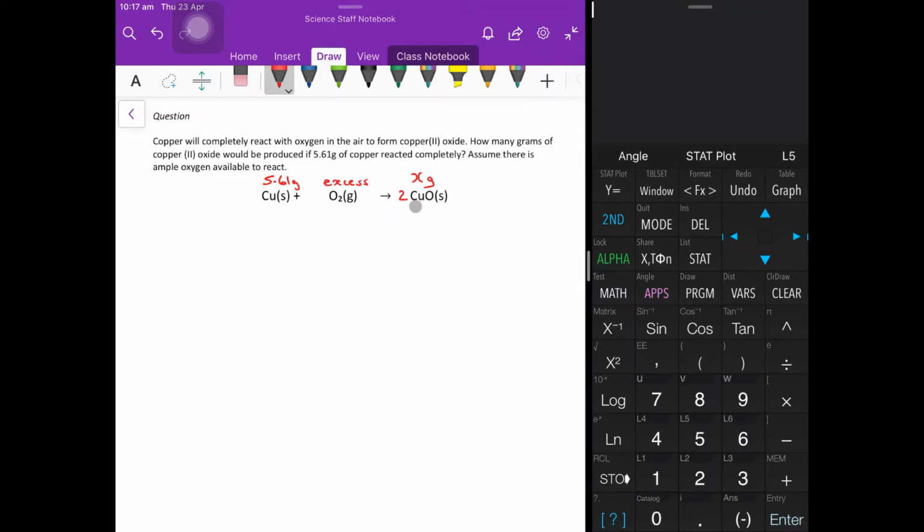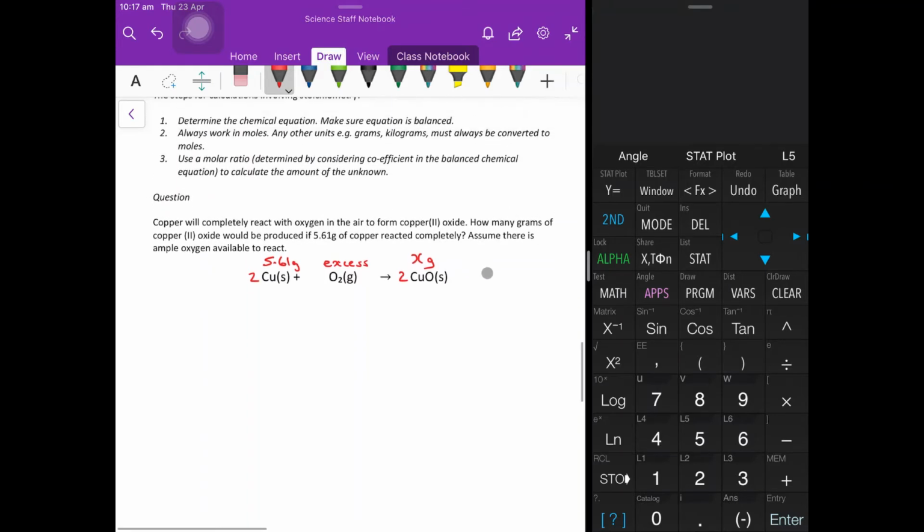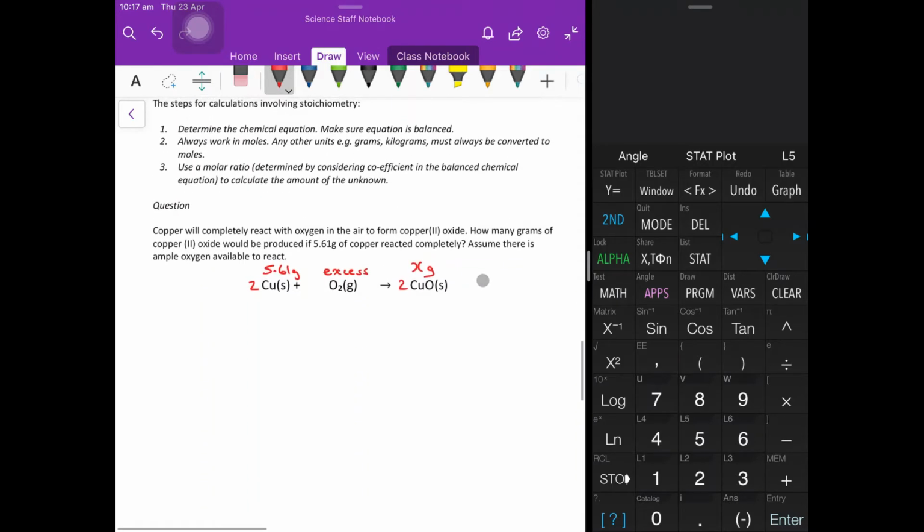By putting that 2 there, I've also doubled the number of coppers. So I've now got 2 coppers on the right-hand side and 1 copper on the left-hand side. So I'll double the number of coppers on the left-hand side. So now I've got 2 coppers on both sides, 2 oxygens on both sides. Great.